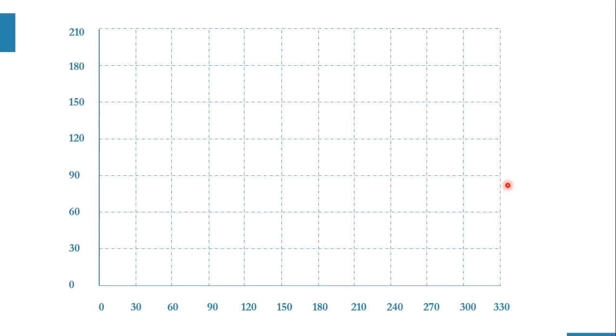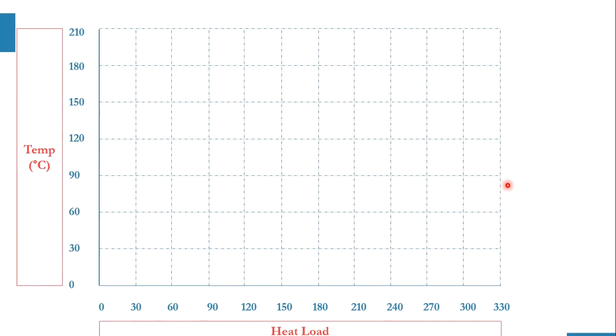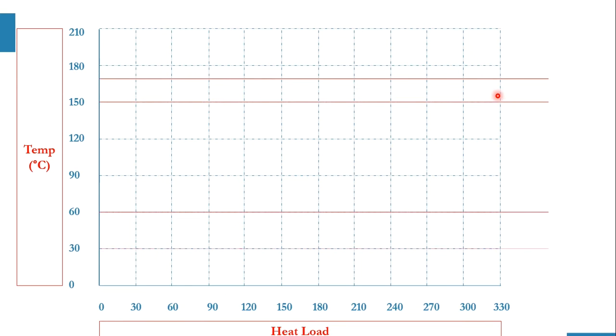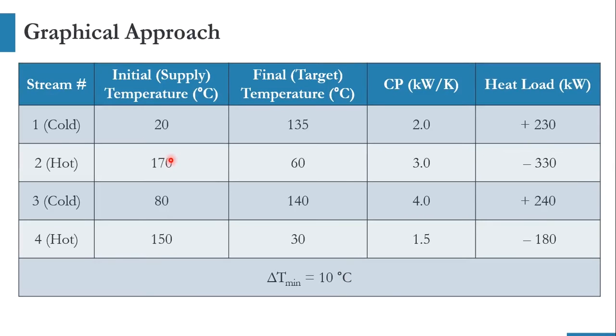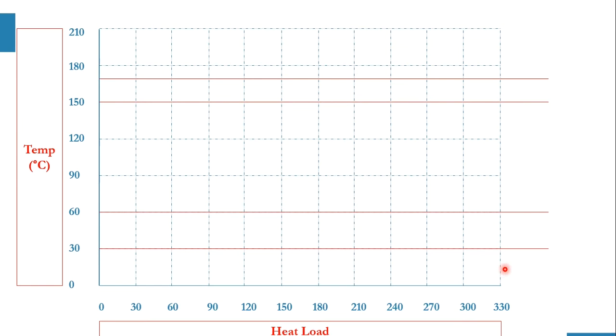So first we will draw the graph paper. Obviously you need a graph paper to solve this. Heat load is on the x-axis, temperature on the y-axis. We will first draw the lines 170 degree centigrade, 150 degree centigrade, 60 degree centigrade and 30 degree centigrade. And from where these came, as you can see 170, 60, 30 and 150. So first we need to draw this diagram for our simplicity and to divide it into intervals. As you can see there are three intervals. One which is from 170 to 150, two which is from 150 to 60, three which is from 60 to 30.